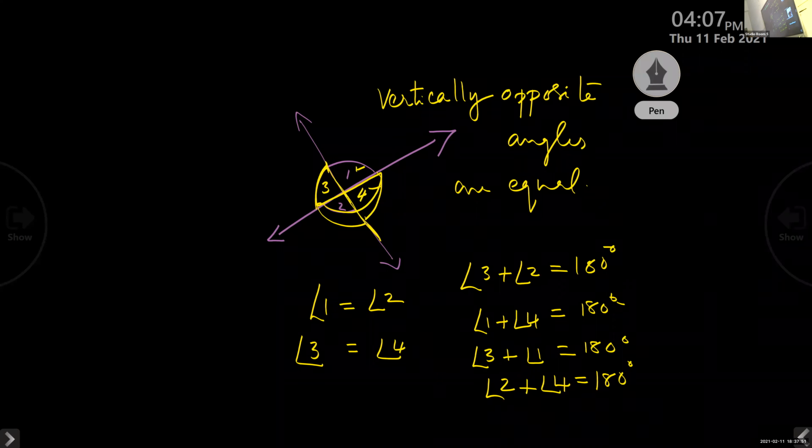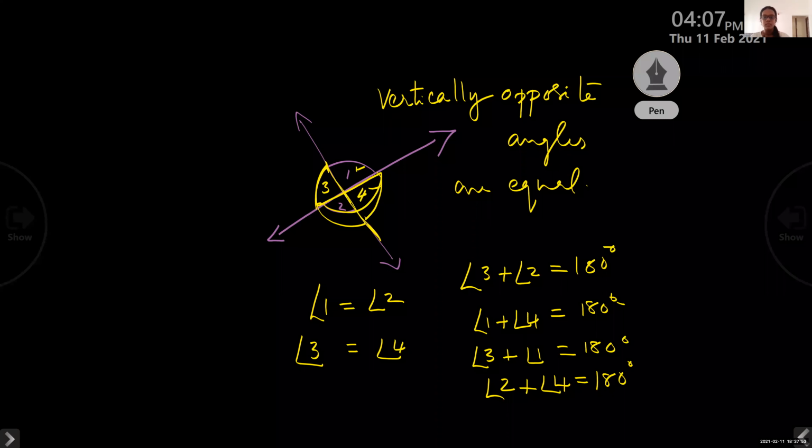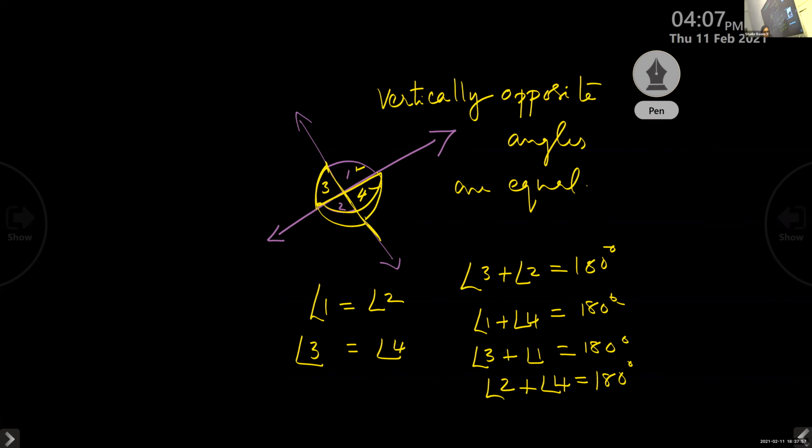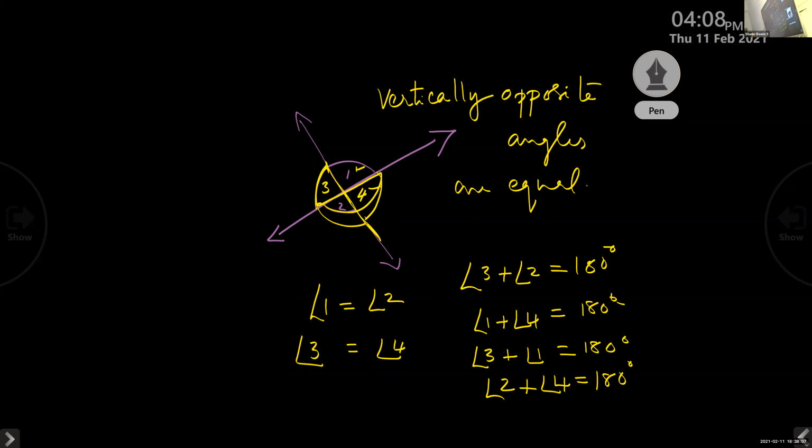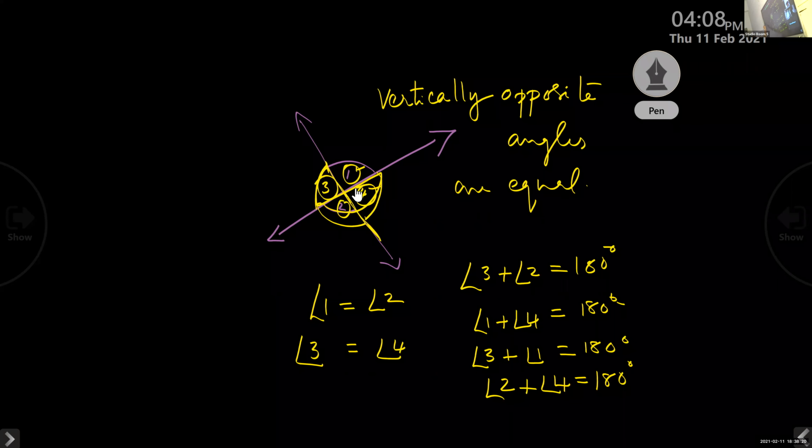Why did I say 180 degrees? Because the two angles are forming a linear pair. If they are forming a straight line, the angles together make 180 degrees. This is about vertically opposite angles, and vertically opposite angles are always equal. Angle 1 is equal to angle 2, angle 3 is equal to angle 4. So that is about vertically opposite angles.